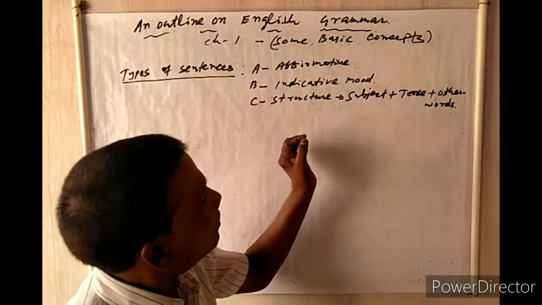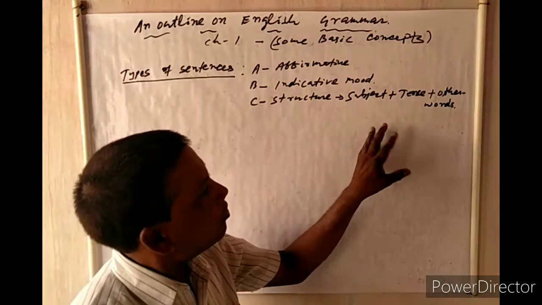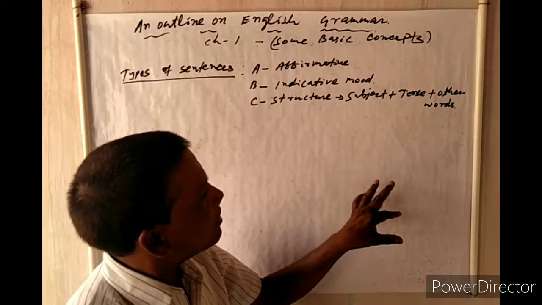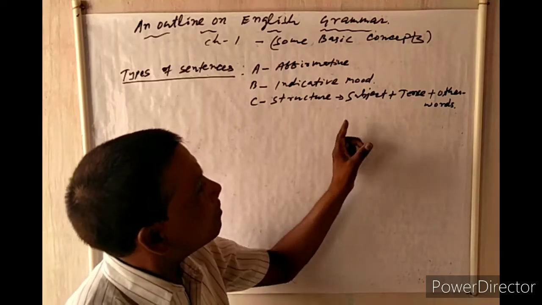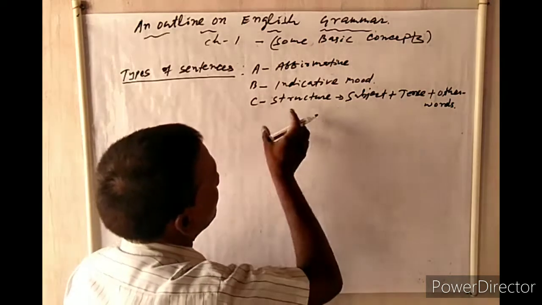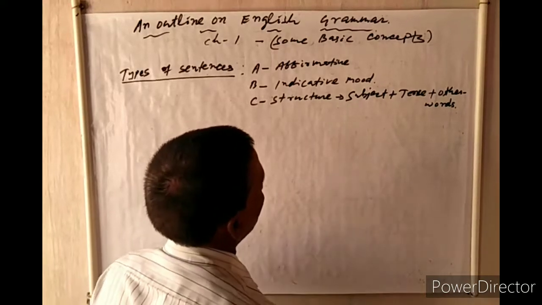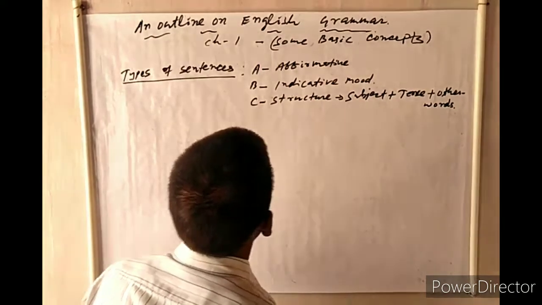But here we're only going to learn the first structure of all types of sentences. So the first structure of the affirmative is this: subject plus tense plus other words. This is called simple affirmative structure.